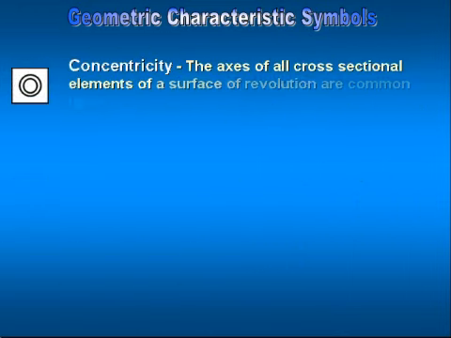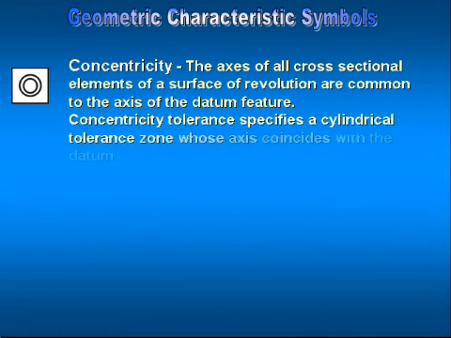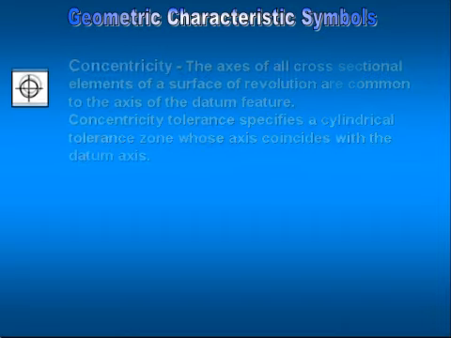Concentricity. The axes of all cross-sectional elements of a surface of revolution are common to the axis of the datum feature. Concentricity tolerance specifies a cylindrical tolerance zone whose axis coincides with the datum axis.